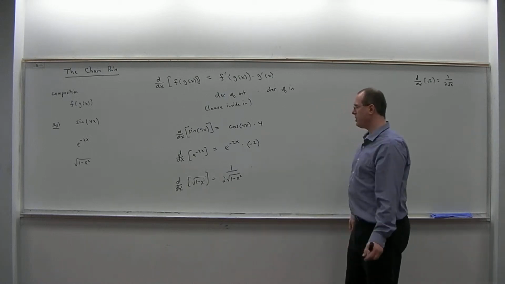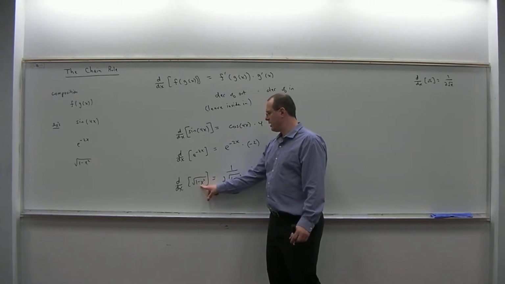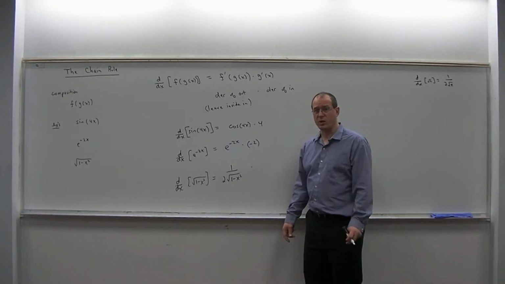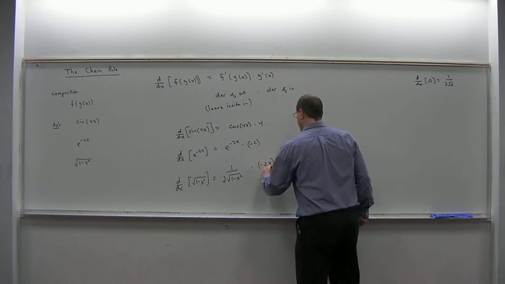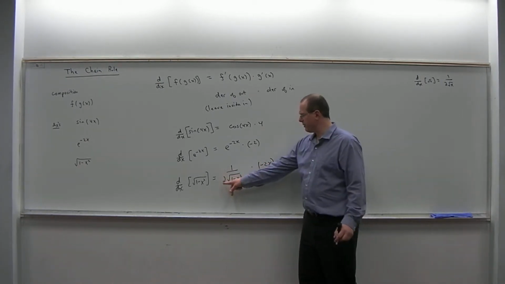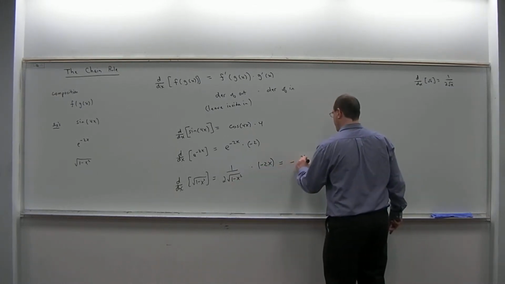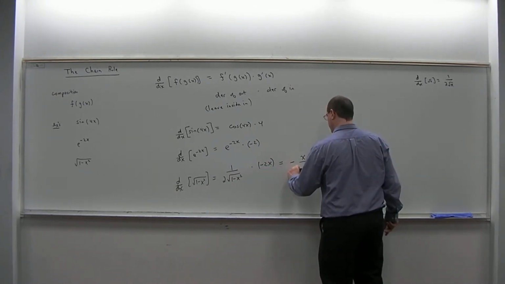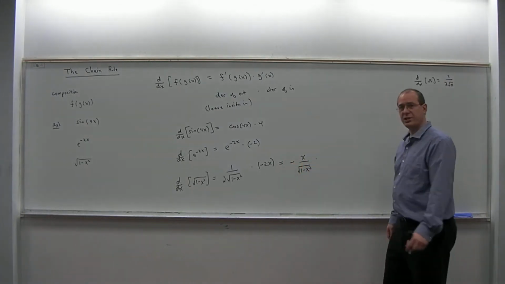And then times g prime of x, the derivative of the inside function. The inside function is 1 minus x squared. The derivative of that is negative 2x. And this time we have a simplification. 2 over 2 cancels. So we have negative x over the square root of 1 minus x squared.